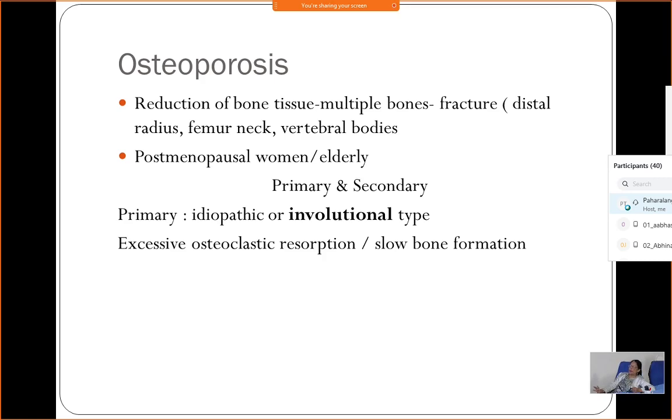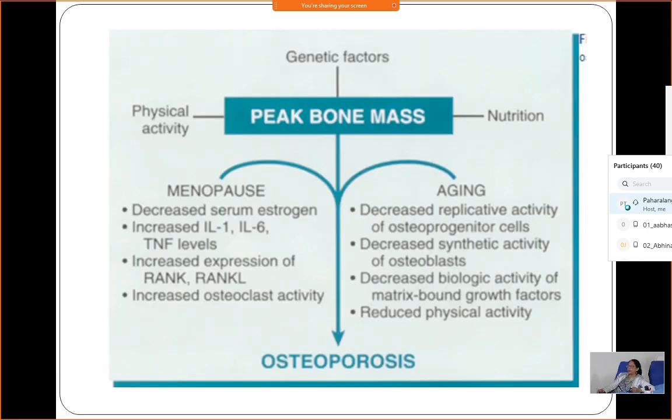What is the main pathogenesis of osteoporosis? That is basically excessive osteoclastic resorption versus slow bone formation. As the person ages, the ability to form bone, or osteoblastic activity, reduces, whereas the ability to resorb bone, which is done by osteoclasts, becomes excessive. So the ratio is tilted here. More resorption happens than formation.